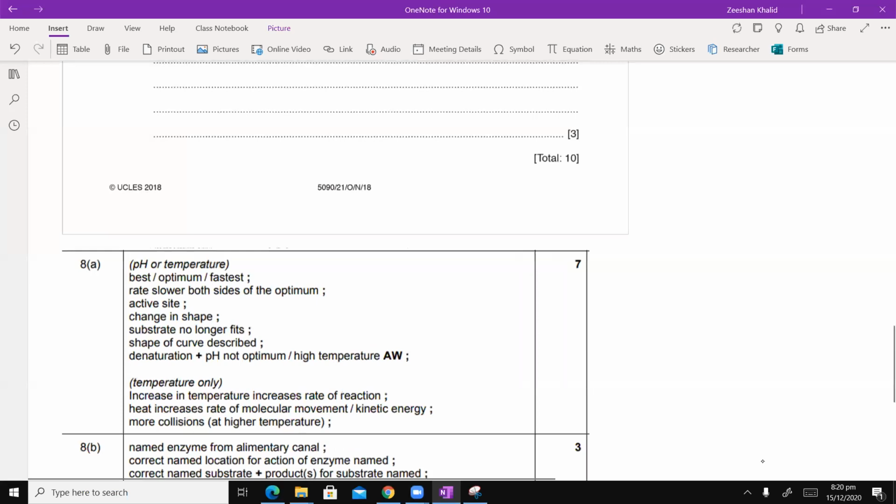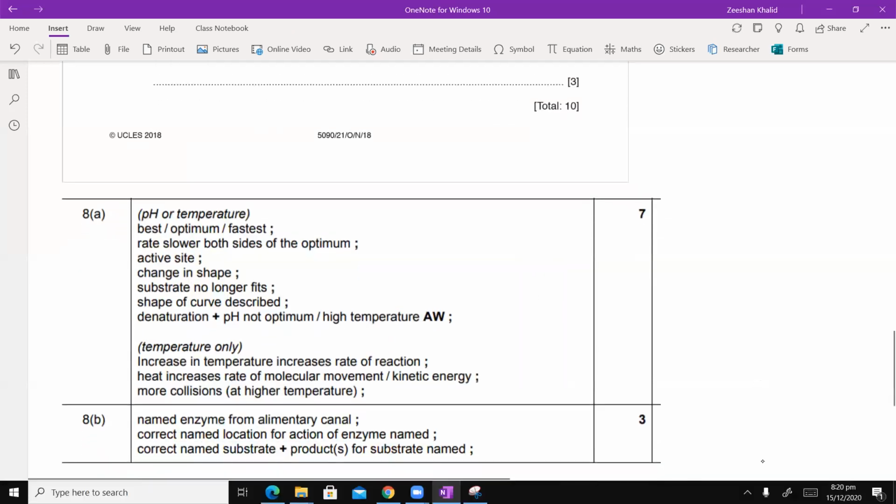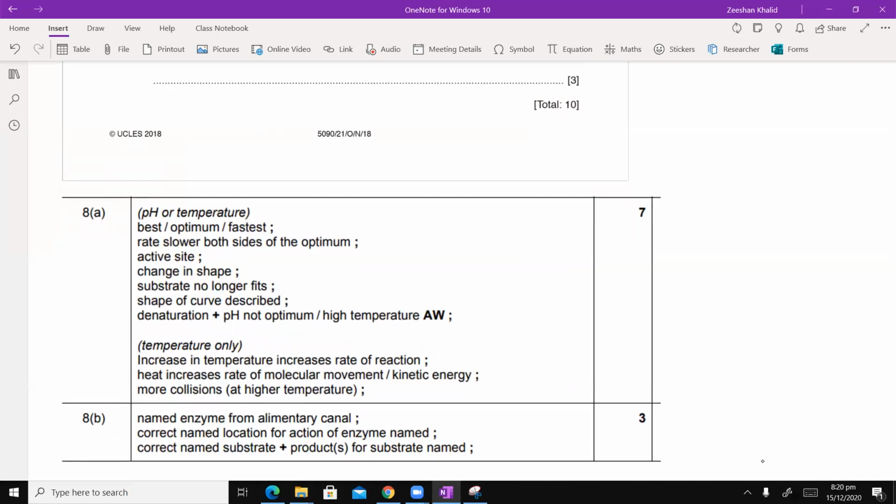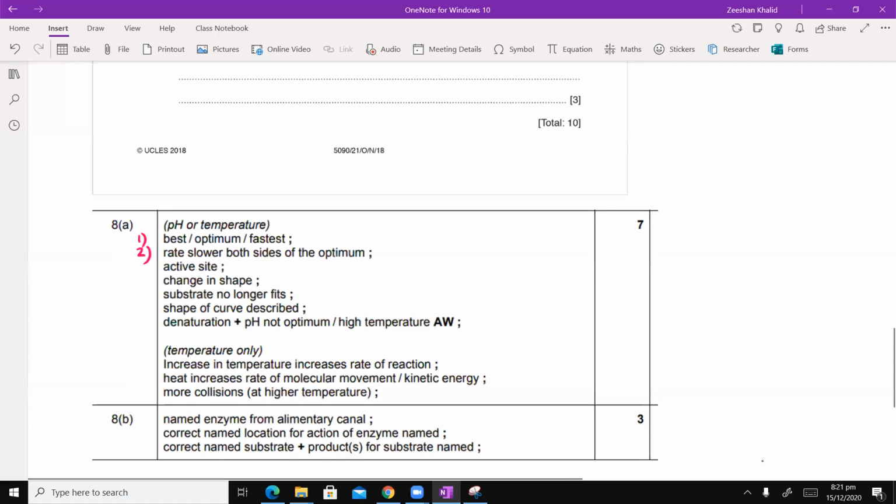देखें जी, सबसे पहले बच्चों वो बात कर रहा है pH की. Again, these are the points that you will have to understand from here. मैंने आपको वहां पे नहीं लिखे थे. So best or optimum or fastest, ठीक है? You know that the optimum pH is the one where the rate is the fastest, and then the rate is slower at both sides of the optimum. इसका क्या मतलब है बच्चों? Rate is slow at both sides of the optimum.